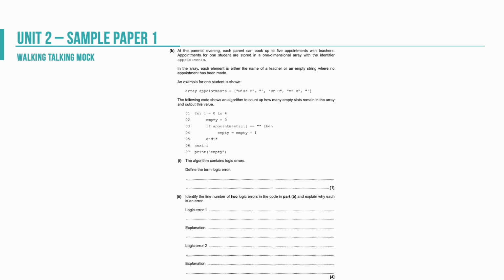It then says, at the parents' evening, each parent can book up to 5 appointments with teachers. Appointments for one student are stored in a one-dimensional array with the identifier appointments. So when we think about a one-dimensional array, we just mean a list of values, A, B, C, D. In the array, each element is either the name of the teacher or an empty string where no appointment has been made. For example, we might have Miss E, then a blank, then Mr. C, then Mr. B, and then another blank. The following code shows an algorithm to count up how many empty slots remain in the array.